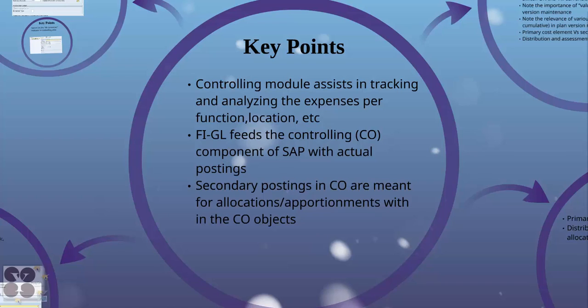Secondary postings in CO are meant for allocations within the CO objects. Remember, we talked about secondary postings, which we allocate from one cost center to another cost center, or one cost object to another cost object. This is only meant for CO. There is no involvement of FI or the general ledger; it is purely a management reporting posting.